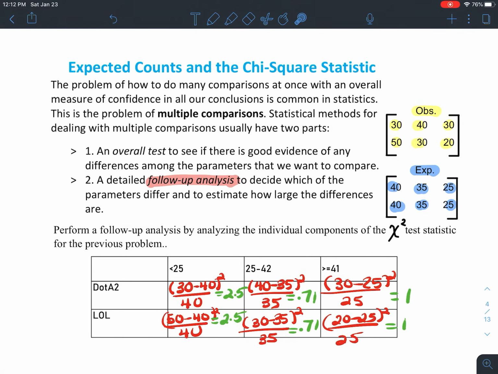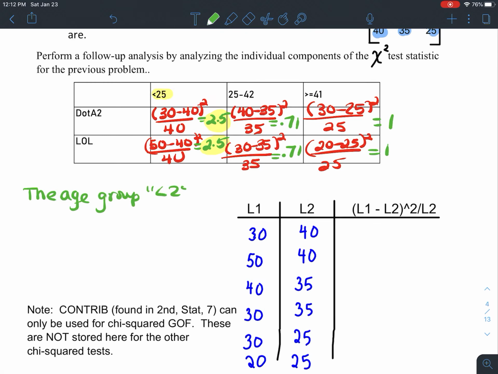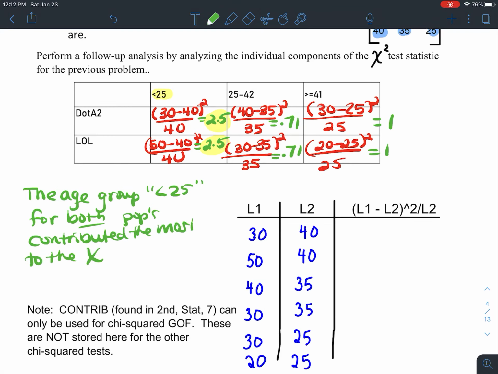So you can see it kind of separates each of these so we can see how each one contributed. We can see which one contributed the most. Well, it feels like what contributed the most to the chi-square test value was this age group less than 20. So I'm going to say the age group less than 25 for both populations contributed the most to the chi-squared statistic.